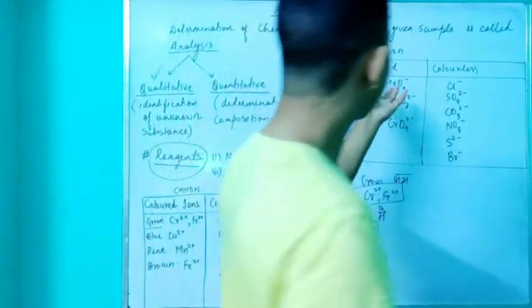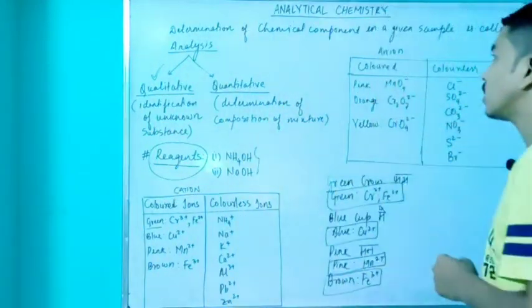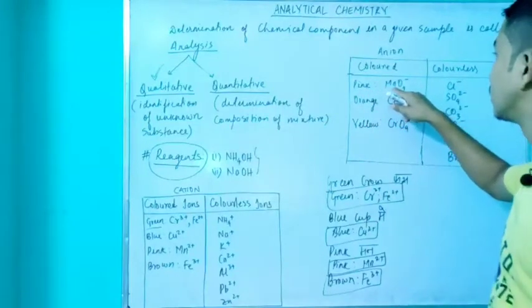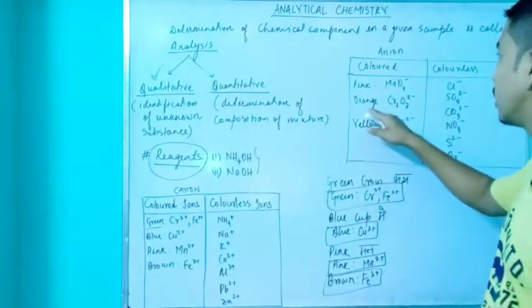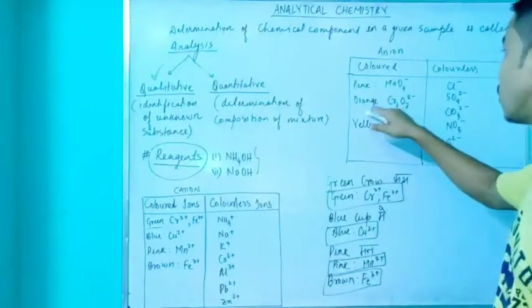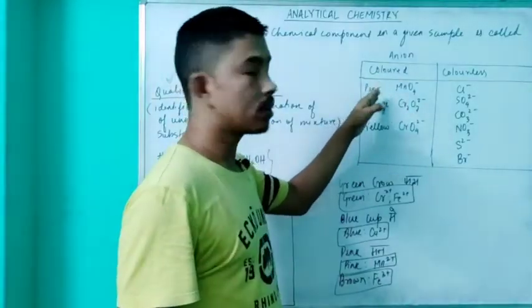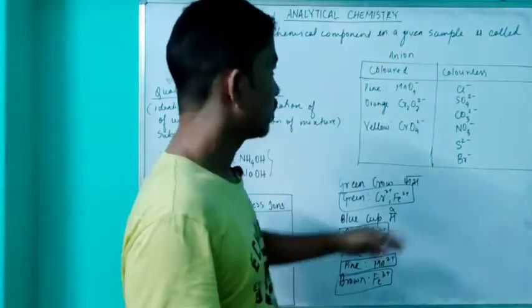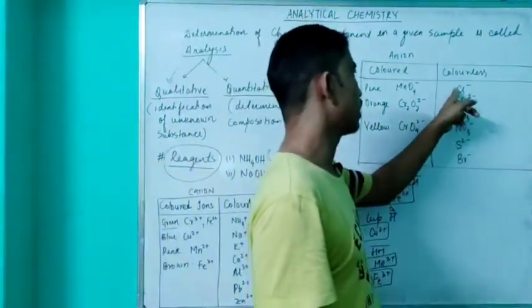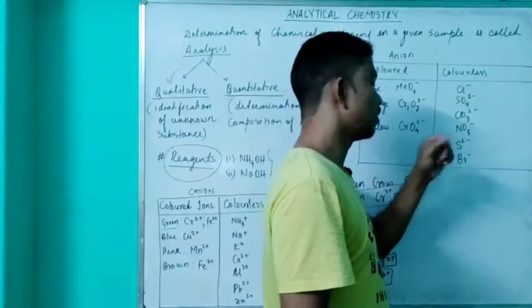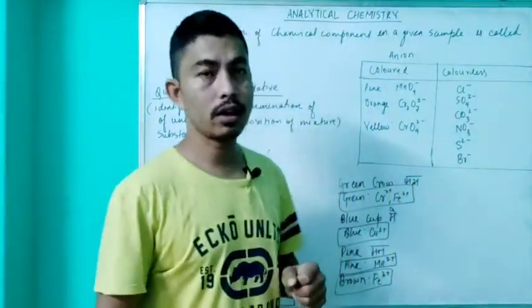Now coming to the colored anions, there are only three anions that are colored. Pink is permanganate, dichromate is orange in color, and chromate is yellow in color. Apart from these three anions, the rest of them are all colorless, like chloride, sulfide, carbonate, nitrite, sulfate and bromide.